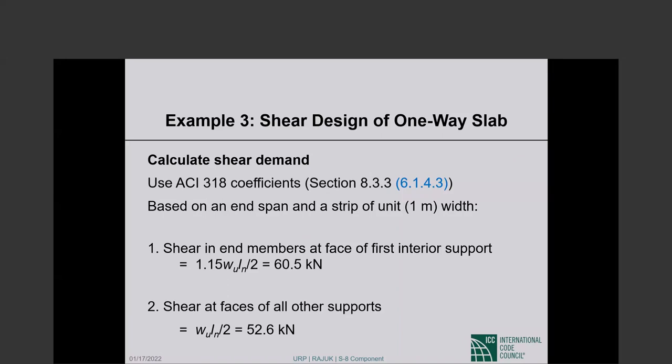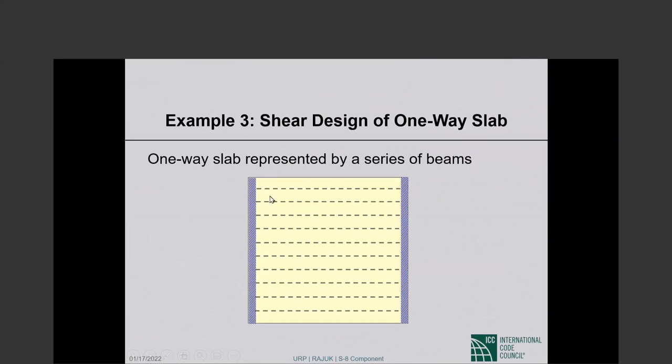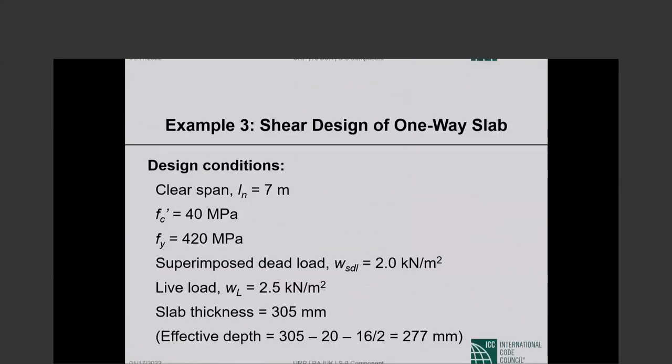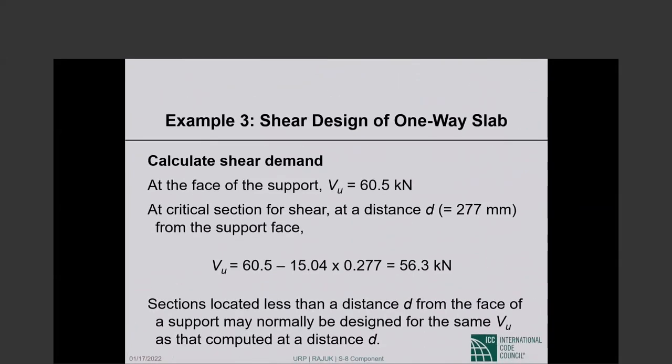So that's 60.5 kilonewtons. Shear at faces of all other supports is just W U L sub n over 2. So going back, if this is the first support and there are many supports afterwards, the highest shear will be at the exterior face of the first interior support, and that would be 1.15 W L n over 2. And then at all other supports, it will be simply W L sub n over 2. So the highest is 60.5 and at the other supports 52.6. So at the face of the support, the 60.5 is the highest value.